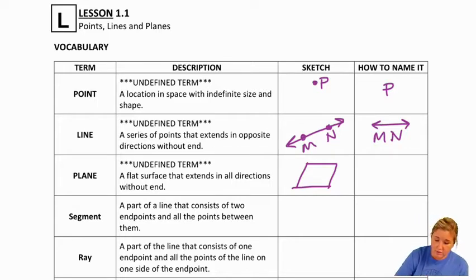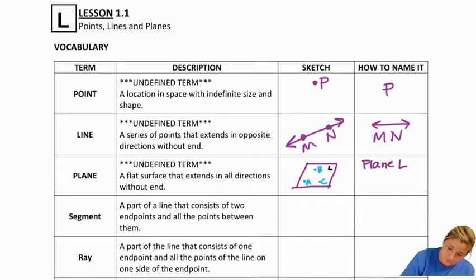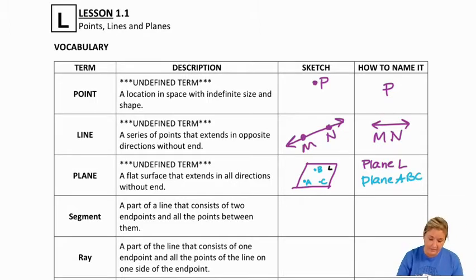All right, so we'll name this. If it just is labeled with one letter, let's say that this is plane L. Okay, so you could name it as that. Or if you had a few different points on your plane, so if you had A, B, and C, you would say plane ABC, or you could say plane L. Or you could say plane ABC, so naming three points on that plane.